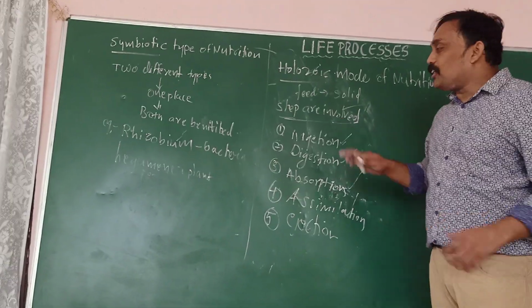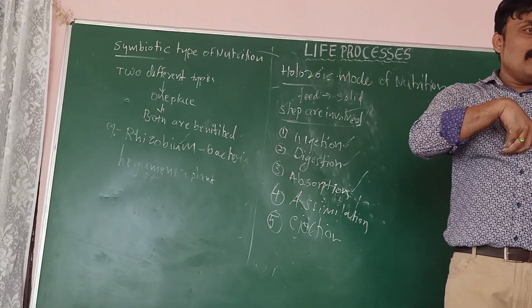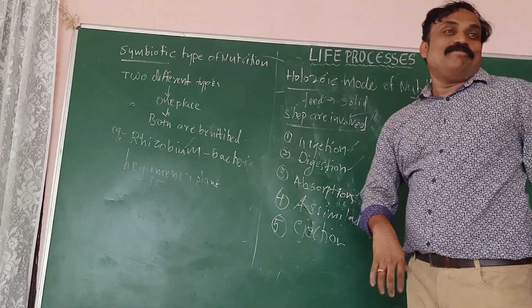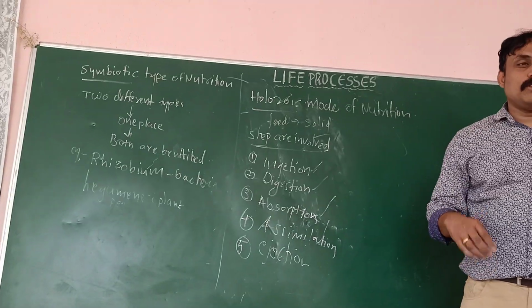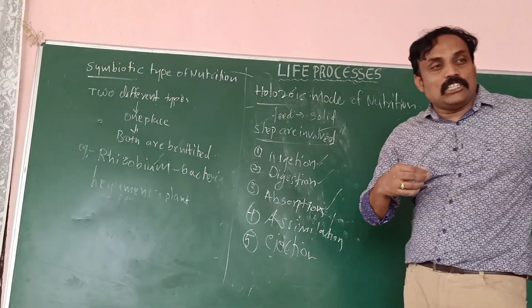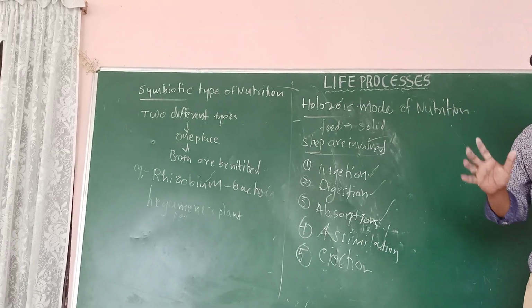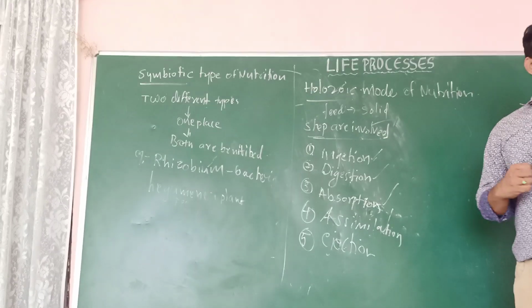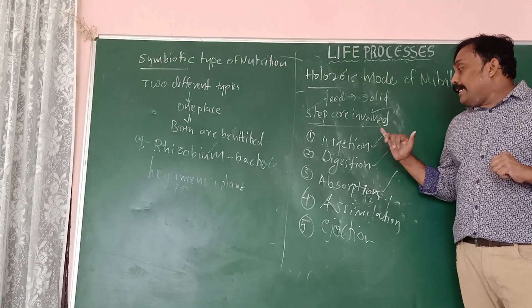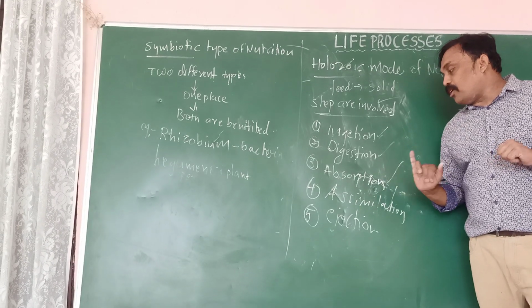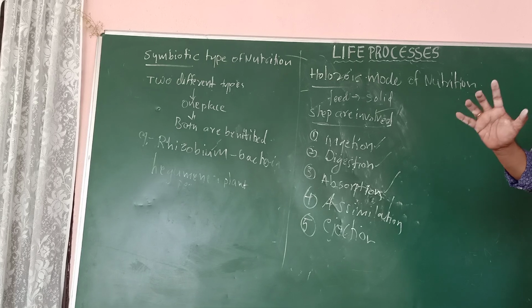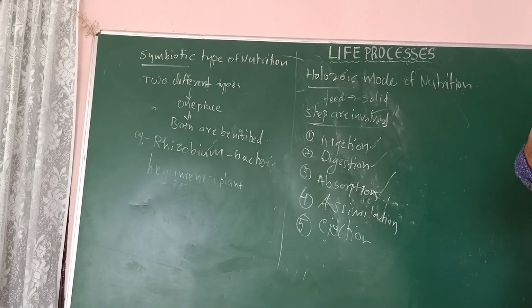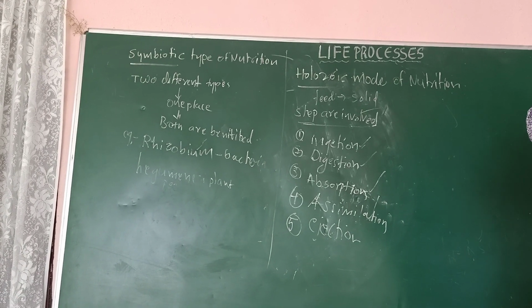Removing. Ingestion, taking in, egestion. This step is good. Okay, that means in holozoic type of nutrition, a few steps are involved. The steps are ingestion, digestion, absorption, assimilation, and egestion. These steps are involved if you use the term holozoic type of nutrition.